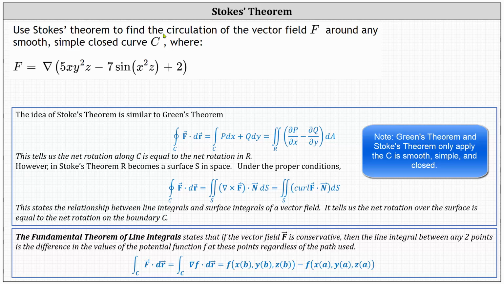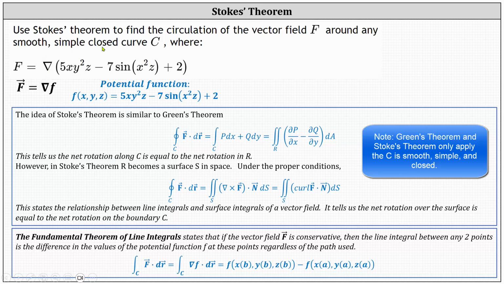To use Stokes' theorem to find the circulation, we want to evaluate the line integral along the closed curve C of F dot dr. But if we recall from the fundamental theorem of line integrals, if the vector field F is conservative, then the line integral between any two points is a difference in the values of the potential function f at these points, regardless of the path used. So again, because we're given the vector field F equals the gradient of the function f, we know the function f is the potential function of the vector field.